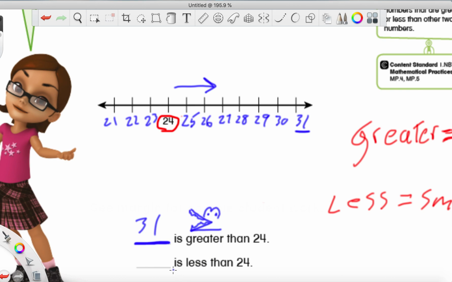Alright, and now let's do our next sentence. It says blank is less than 24. So what number on our number line is less than 24? We know that everything to the right of the number 24 is greater, or bigger. So on your own, pick a number that's smaller than 24 and go ahead and write it down on the line.